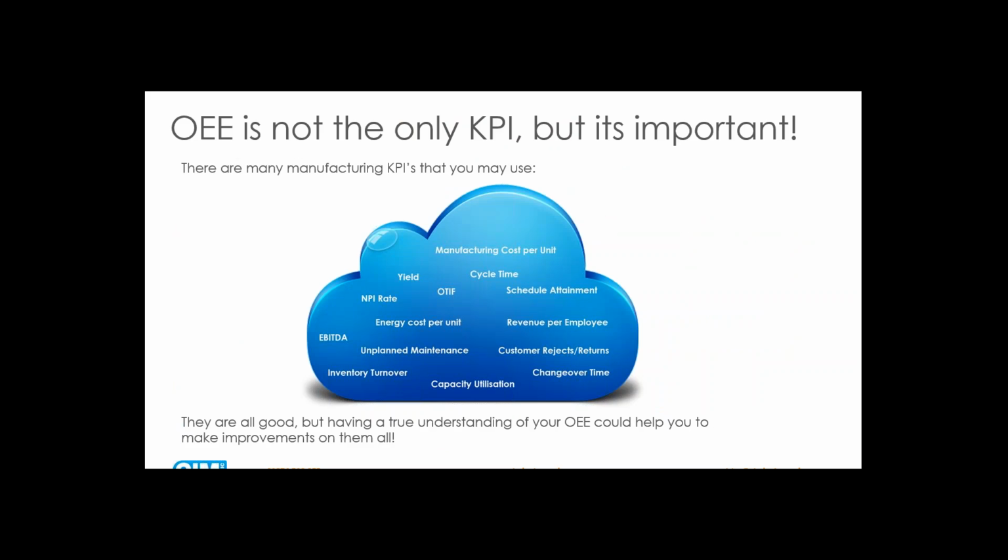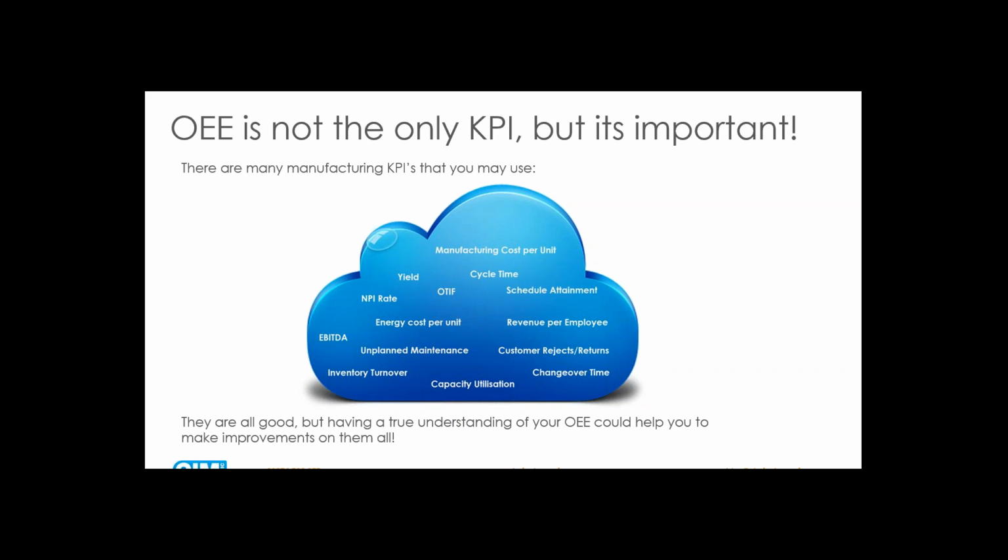Now, obviously, the title and the focus of the webinar is on OEE, but it's important to realise that it isn't the only KPI that you might be using within your manufacturing process. There are many, some of which I've noted. It's not an exhaustive list, but some of them are noted there on the screen in front of you, including things like cycle time, on time in full, unplanned maintenance, inventory turnover, capacity utilisation, and so on. You can actually get a full list of some of the top manufacturing KPIs from MESA. And again, if you'd like to know more about that, you can drop us an email afterwards and we can send you some more information. So OEE is not the only KPI, but it is quite important.